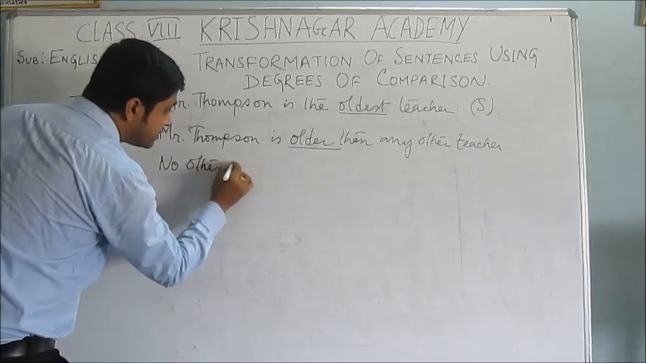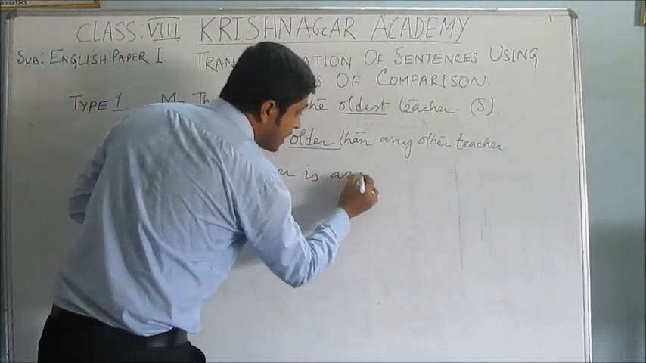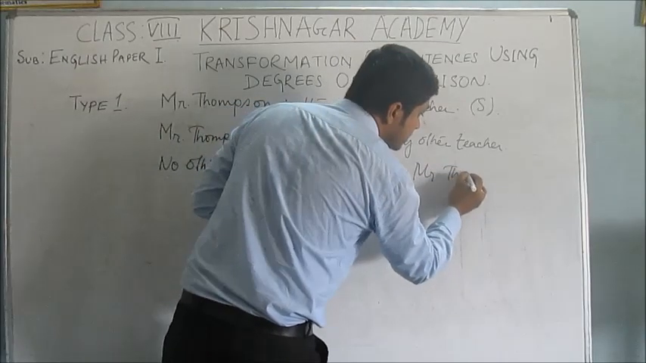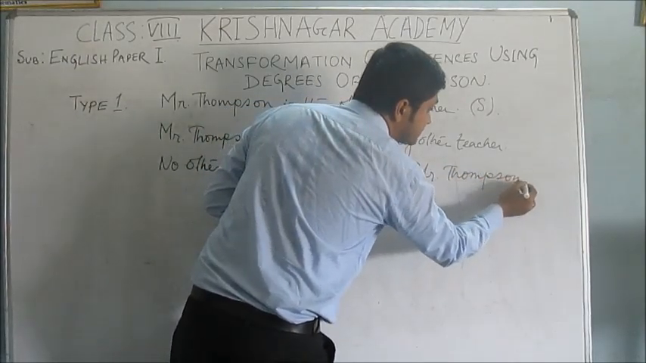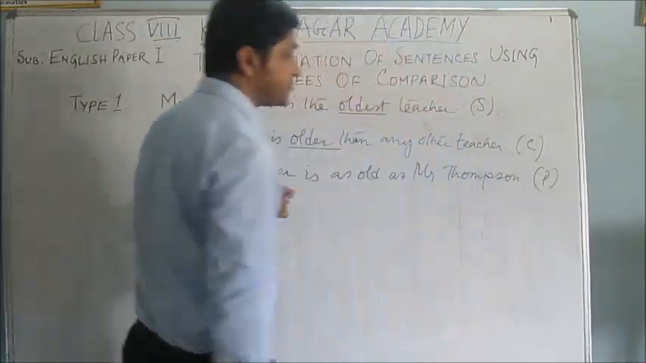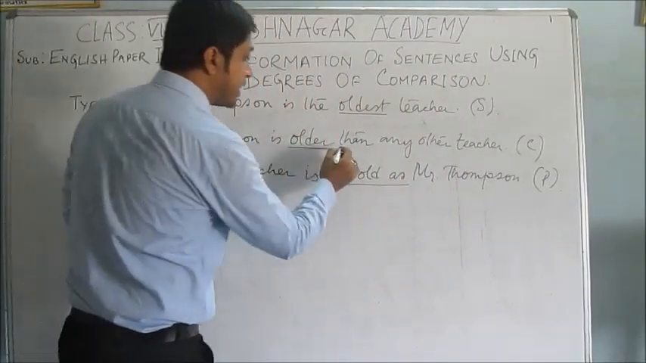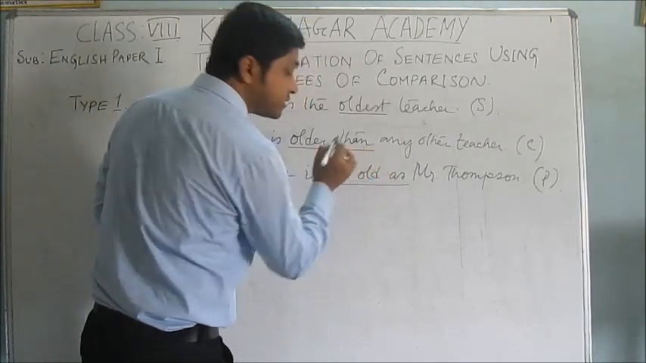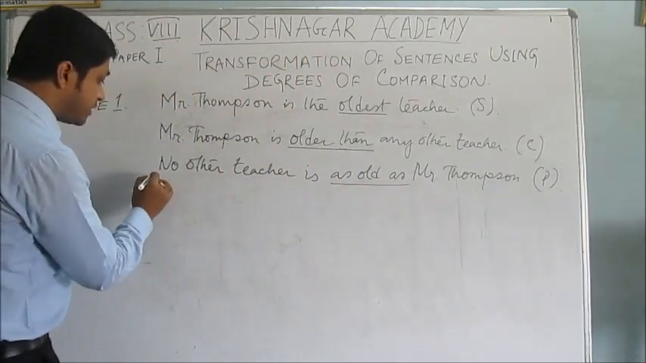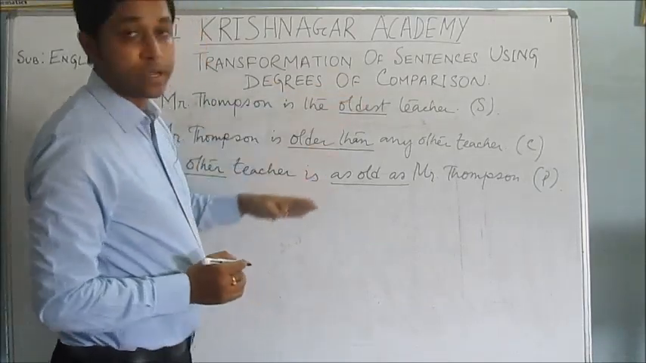No other teacher is as old as Mr. Thompson. Now, this was in the comparative and now this comes in the positive degree. As old as. In comparative, the comparison has been done by the conjunction than, and in the positive, the comparison has been done by as old as, and no other. This negative has brought the sense that Mr. Thompson is the oldest teacher.